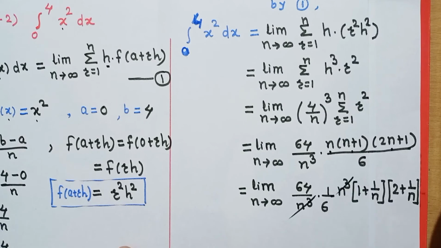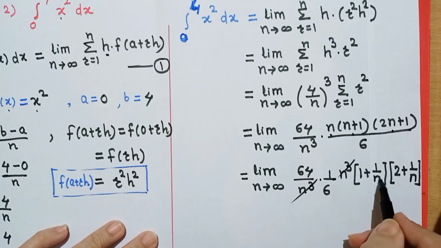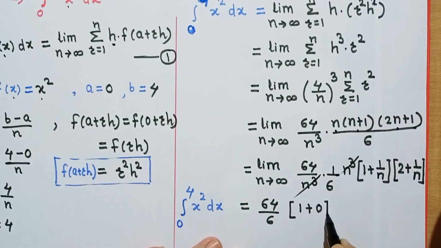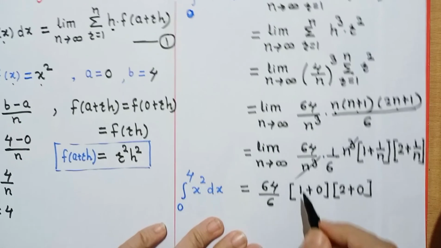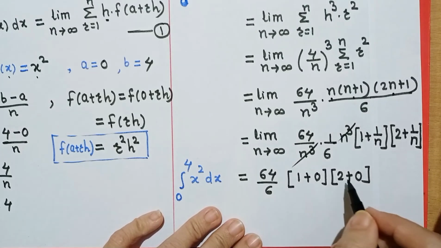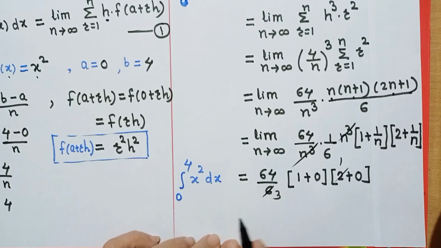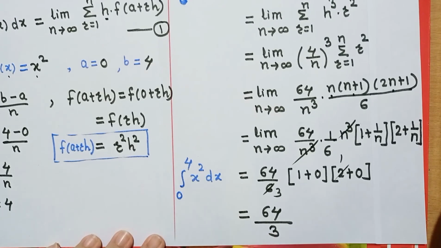And this n cube gets cancelled, and we will substitute n tends to infinity, meaning infinity here. So we have, here we will write 1 plus 0, since 1 upon infinity means 0, and here 2 plus 1 upon infinity means 0. Now check here, 1 plus 0 is 1, 2 plus 0 is 2, so 2 ones are 2, 3 twos are 6, and so the final answer is 64 upon 3. This is the answer of this definite integration.